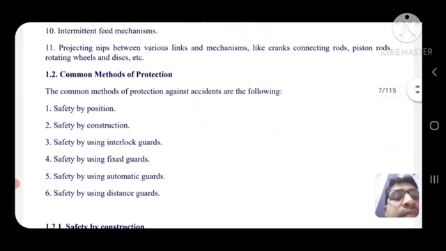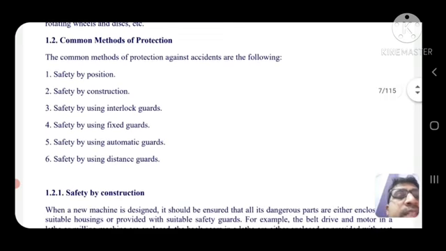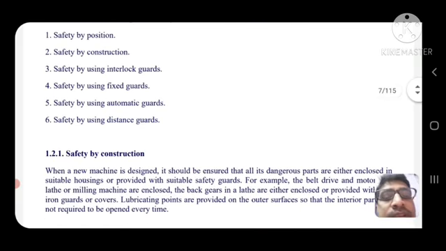Common method of protection. The common methods of protection against accidents are the following: safety by position, safety by construction, safety by using interlock guards, safety by using fixed guard, safety by using automatic guards, safety by using distance guard. Safety by construction.